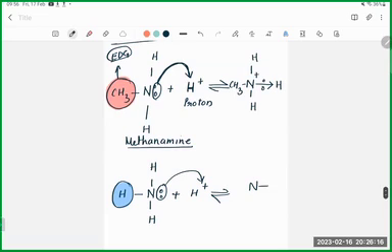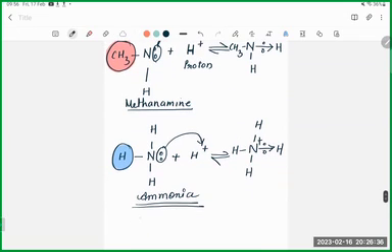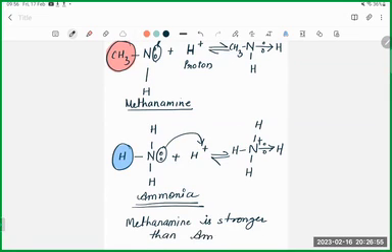Correct? A coordinate bond will be generated, but which is highly basic? That is the question. So which is higher? Tell me. Hridaya? Methanamine. Hridaya, are you there in the call? Yes, ma'am. Methanamine is stronger than ammonia. Is this clear? Yes, ma'am.